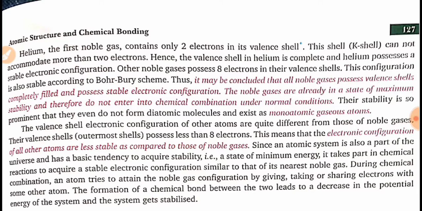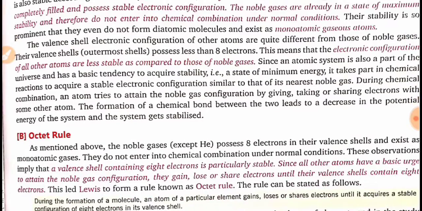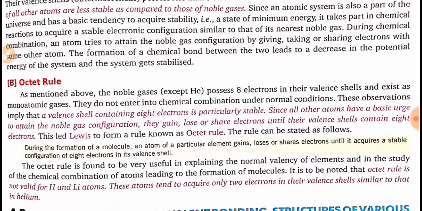During chemical combination, an atom tries to attain the noble gas configuration by giving, taking, or sharing of electrons, which you will understand later, when we read about the different types of bonds. Then there is one more rule, the octet rule. As mentioned, the noble gases possess 8 electrons in their valence shell except helium. So they are monatomic gases.